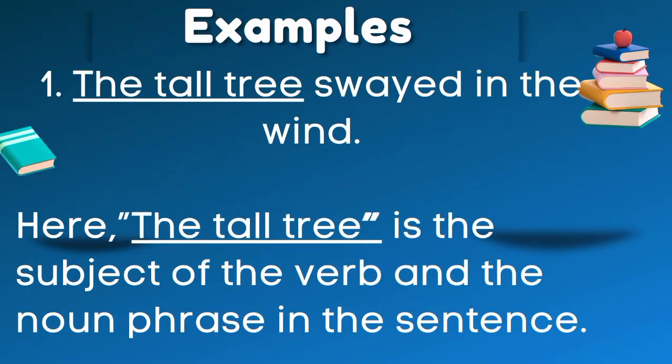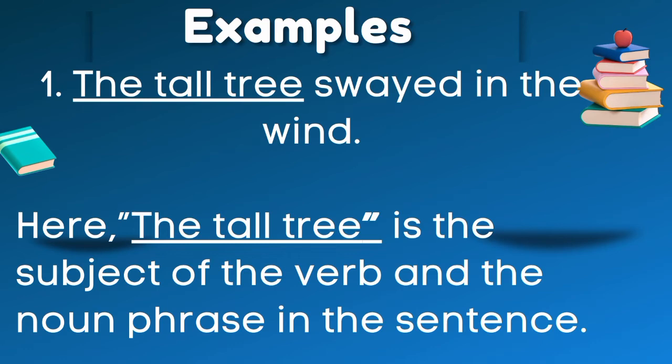So now let's proceed to some examples where noun phrases are functioning as subjects of the verb. The first example here is: the tall tree swayed in the wind. The noun phrase in that sentence is the tall tree, and it is functioning as the subject.